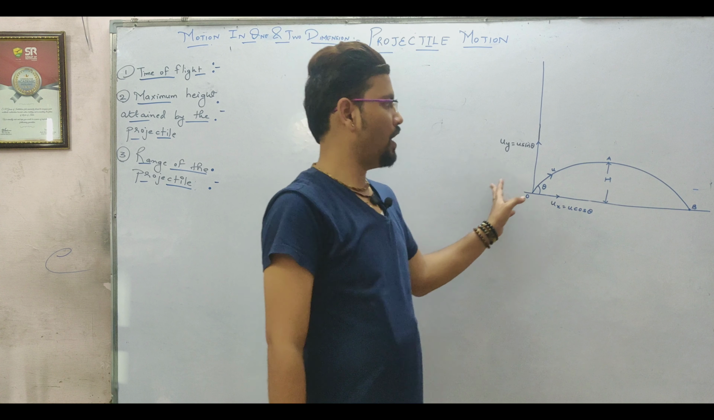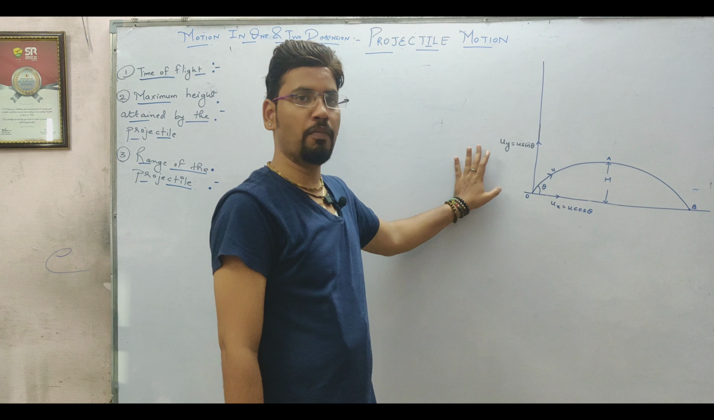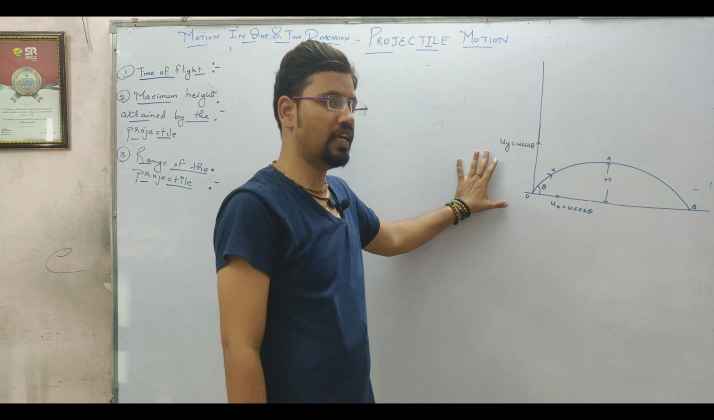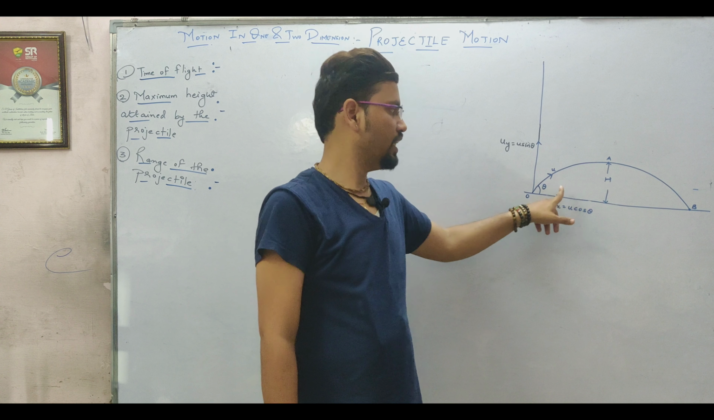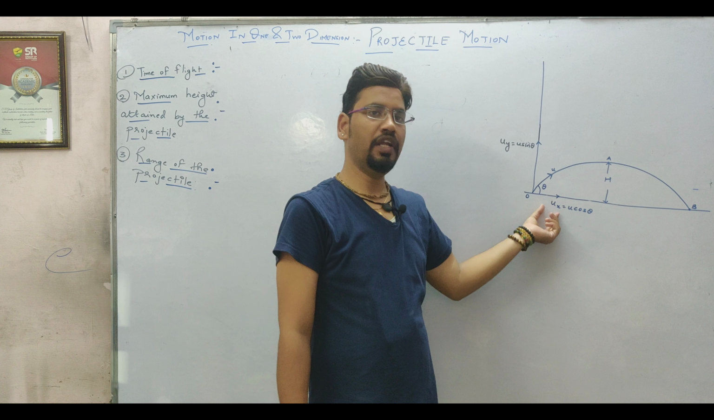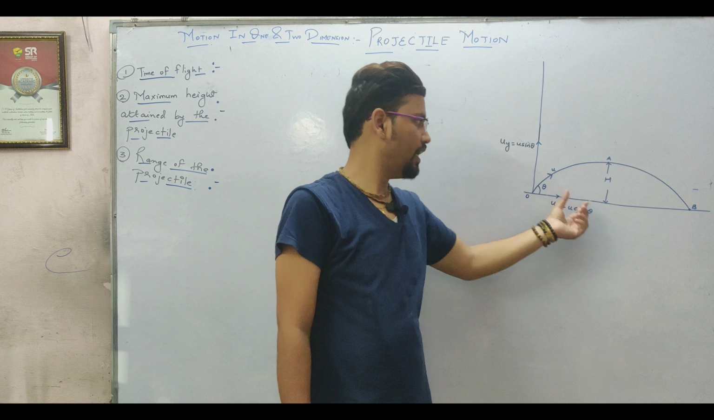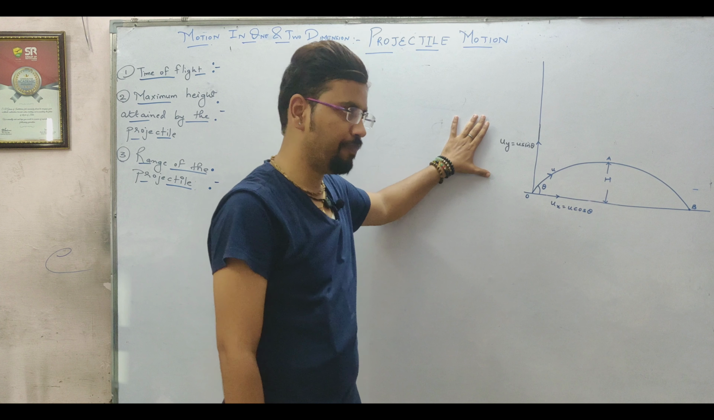Then it will adopt a parabolic path known as trajectory, and such a motion of an object is known as the projectile motion. Here initial velocity u is at a certain angle, so it can be resolved into two components. Horizontal component ux is equal to u cos theta, and vertical component uy is equal to u sin theta.